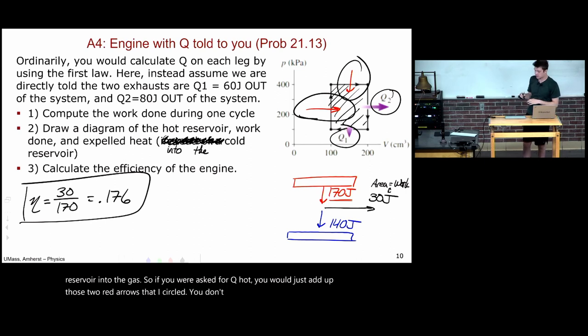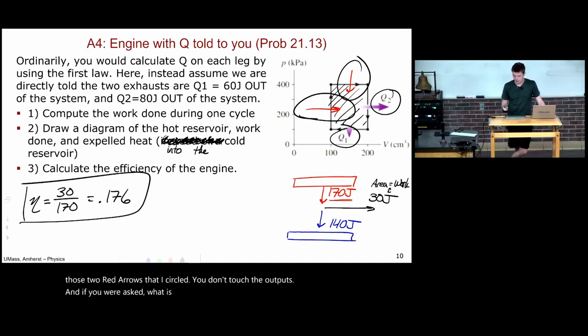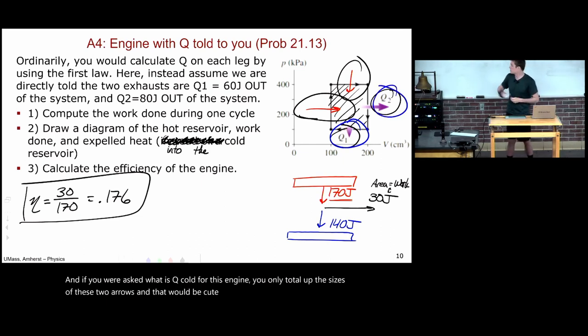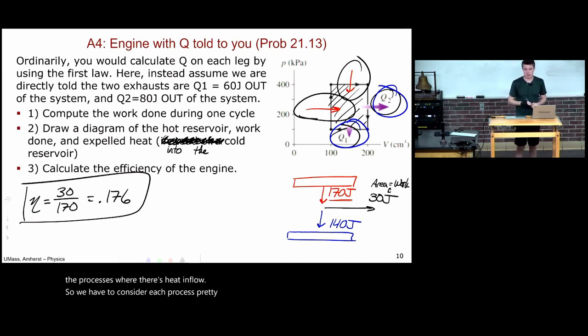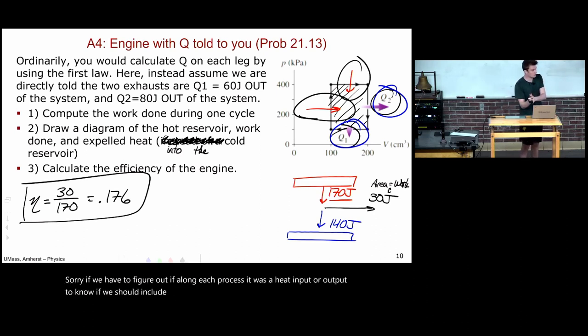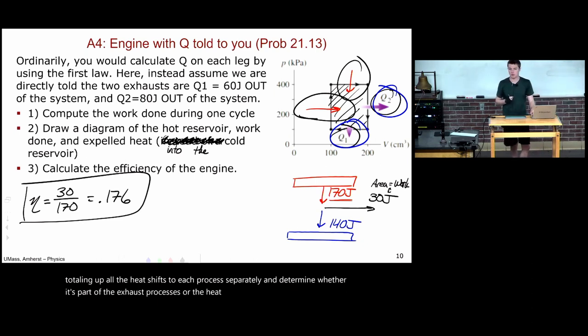You don't touch the outputs. And if you were asked what is Q cold for this engine, you only total up the sizes of these two arrows, and that would be Q cold. You don't do anything with the processes where there's heat inflow. Okay, so we have to consider each process pretty separately and figure out along each process it was a heat input or output to know if we should include that as part of Q cold or Q hot. Okay, any questions on that? It can be pretty confusing. You're not totaling up all the heats. You have to do each process separately and determine whether it's part of the exhaust processes or the heat stealing from the hot reservoir processes.